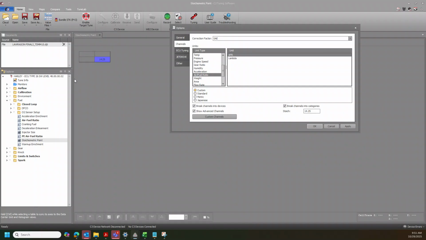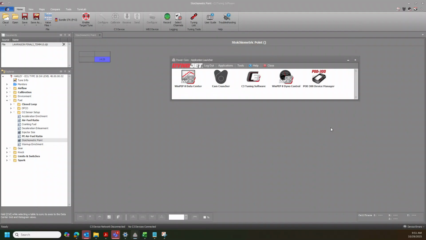This wouldn't even be a topic. However, you should make sure that this stoich point right here is set to 14.25 in your environment. So when you have your WinPEP 8 data and dyno software going, and you're instrumented with DynoJet wideband oxygen sensors, that the fuel is expressed as air to fuel. Again, if this was Lambda, Lambda 1 is Lambda 1. It's independent of fuel type. However, for what most people are looking at and talking about all the time, it's always AFR for gas.